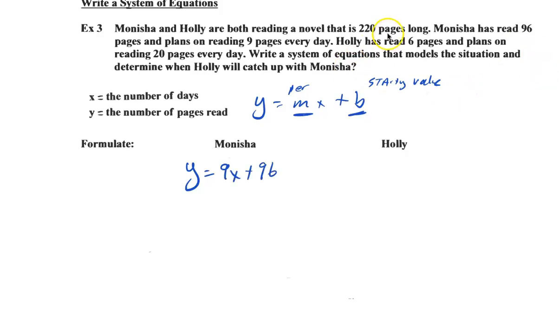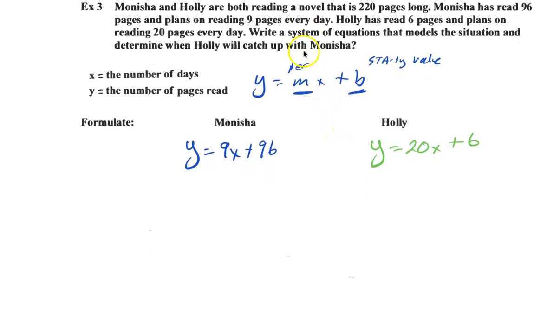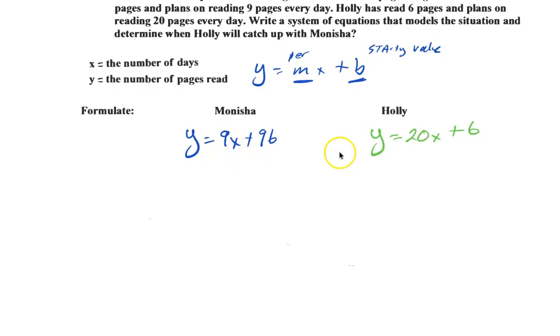Likewise for Holly, she's read 6 pages and plans on reading 20 pages per day because she has to catch up. So Holly is doing 20 pages per day, and she's read 6 pages so far. So those are 2 equations, and they want to know when will Holly catch up with Monisha. So we want these to be equal. So we're going to do this by graphing.